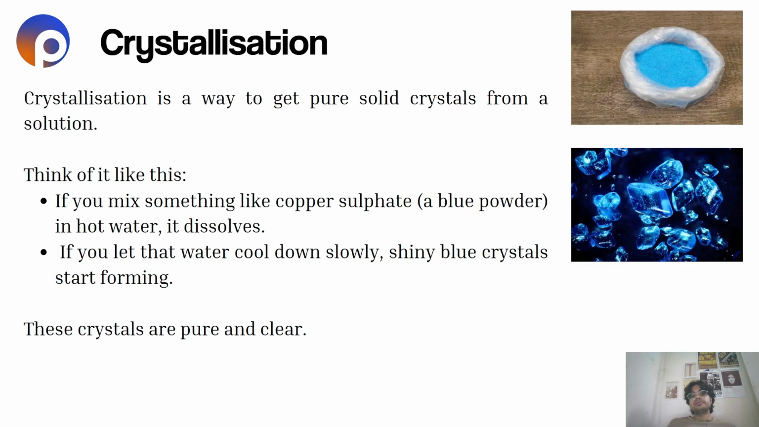Let's see the crystallization process. Now, crystallization is a way to get pure solid crystals from a solution. Think of it like this. If you mix something like copper sulfate, now this is copper sulfate powder. It's a blue powder. If you put it into hot water, it dissolves. And if you let that water cool down slowly, shiny blue crystals start forming like this. So this process is known as crystallization.